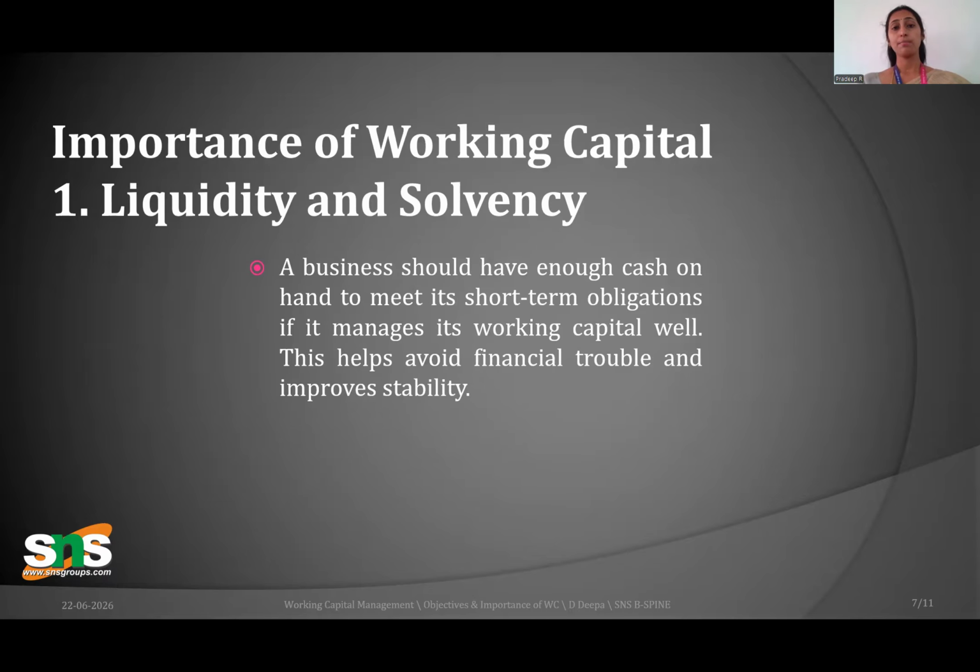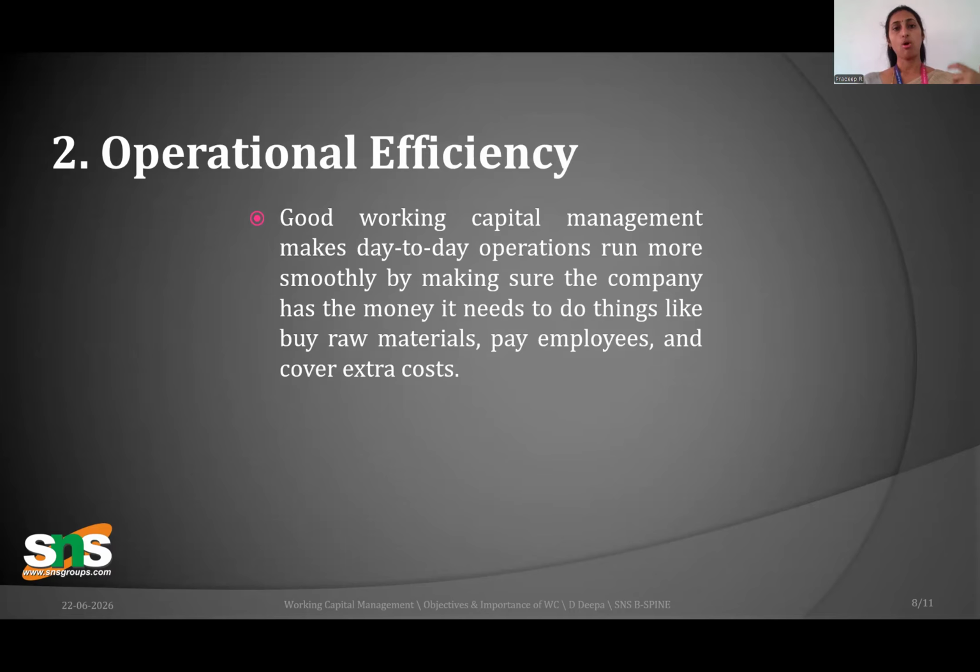And next is the importance of working capital. The first one is liquidity and solvency. Already we discussed this in the objectives. The next is operational efficiency. What is efficiency? Day-to-day operations. Your production is not going to stop because you are doing everything in a proper way: purchasing raw materials, paying employees, whatever other things you want to do inside the business, everything is going in a smooth flow.